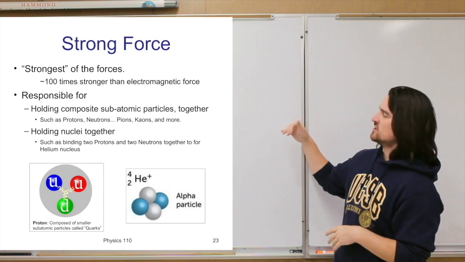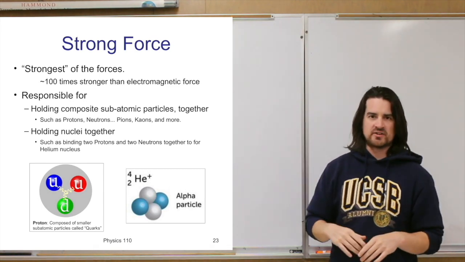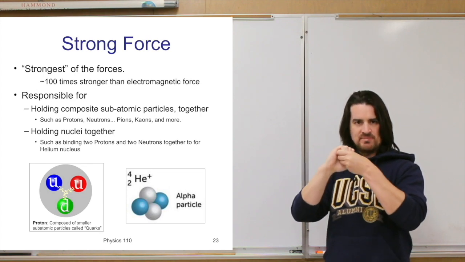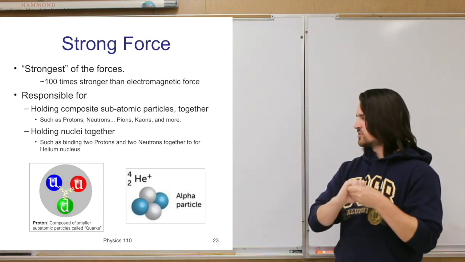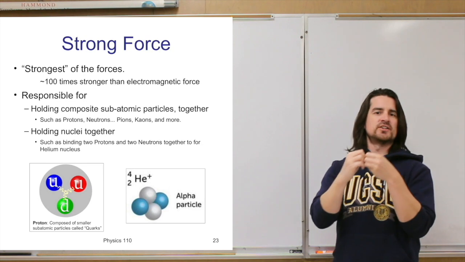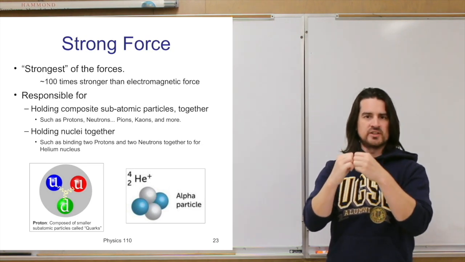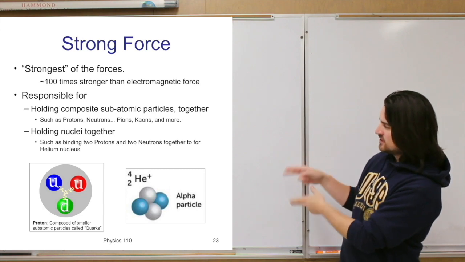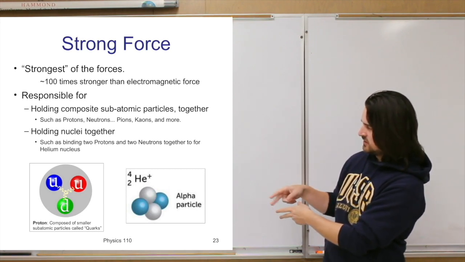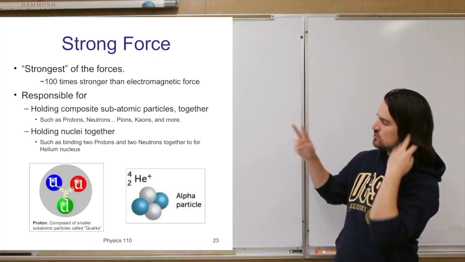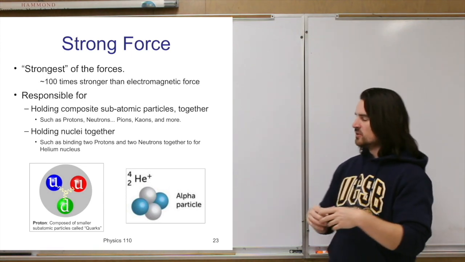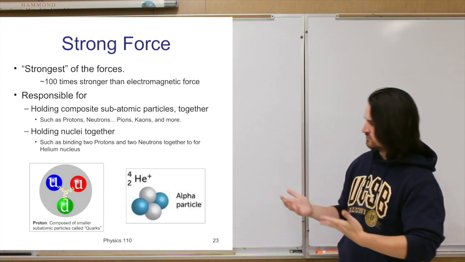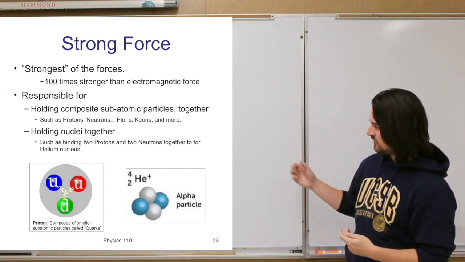The other thing that it does is essentially hold nuclei together. So not only is it holding the things inside the proton together to keep it being a proton, it's also going to hold a proton and a neutron together to form a nucleus. So in the picture here, we have that helium nucleus. It's made up of 4 nucleons, 2 protons and 2 neutrons. We could call it an alpha particle, just because of historical reasons and what I talked about earlier.